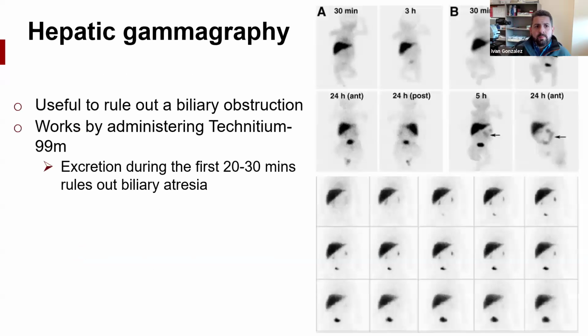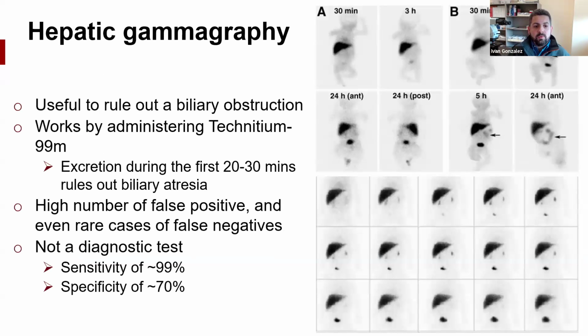Another study that we can do is hepatic scintigraphy, and it's only useful to rule out biliary obstruction. It just tells me whether you're excreting bile. So this arrow will be the normal when you have excretion of bile into the intestine. If that doesn't happen, you know you have some sort of obstruction. It doesn't tell you what. It has a high number of false positives and even rare cases of false negatives. So it's not a diagnostic test.